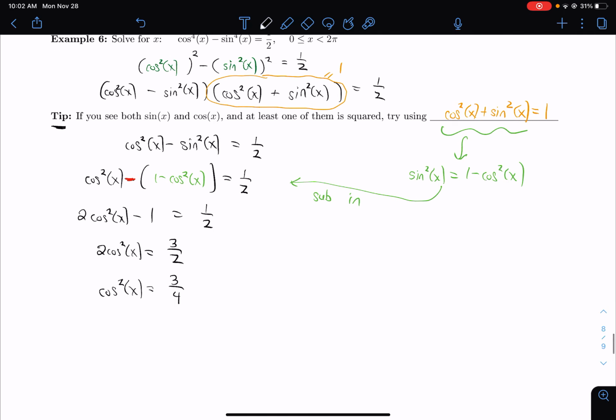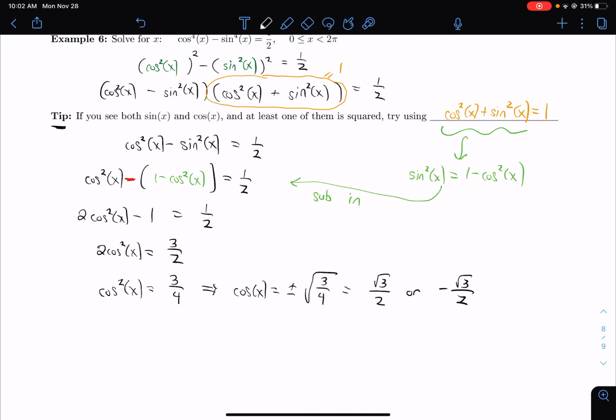Okay, so now I can square root both sides. So square rooting, I get cosine x equals, well, when I square root both sides, I have to remember I get a plus or minus. I'll get plus or minus root 3/4, which I can simplify. So I'll get square root of the top, which is root 3. Square root of 4 on the bottom is 2. So either I'm getting that, or I'm getting negative root 3 over 2. So my cosine x either equals root 3 over 2 or negative root 3 over 2.